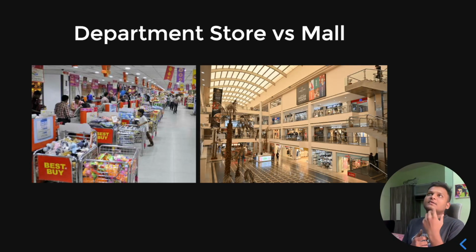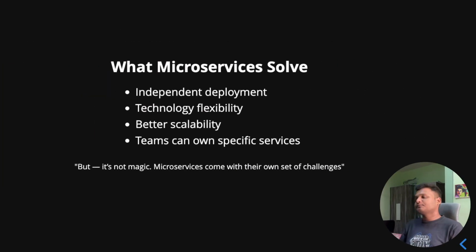Each service is running independently, no service causes issues to other services, they are very loosely coupled, and any particular service can expand without affecting any other service, right? So that is the real life analogy you can relate, the department store to the monolithic architecture and the shopping mall to the microservices architecture. Now let's discuss what microservices solve.